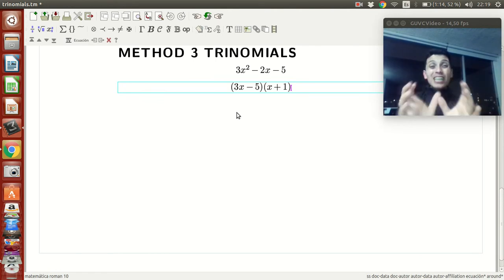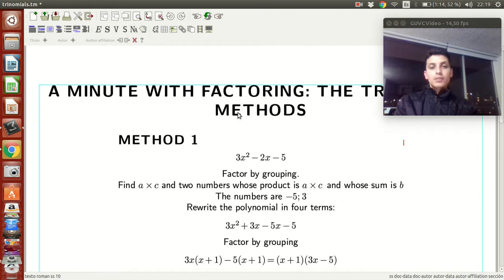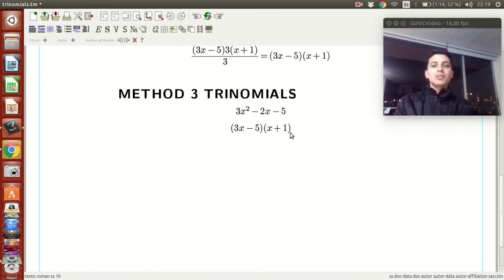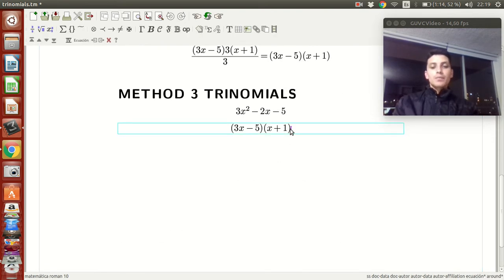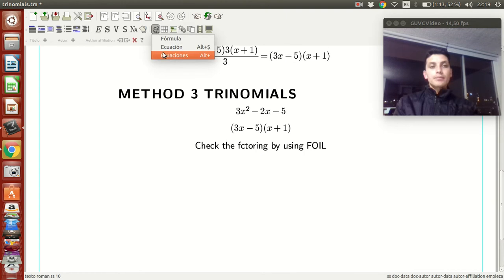But we actually need to check if the term in the middle is -2. So we're going to multiply out by FOIL. Okay, sometimes I have problems. So let's check the factoring by using FOIL. So we're going to use FOIL.